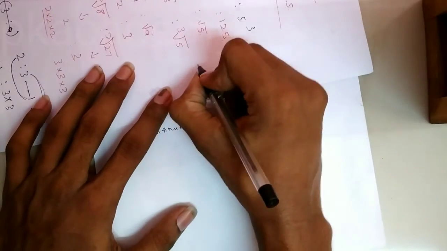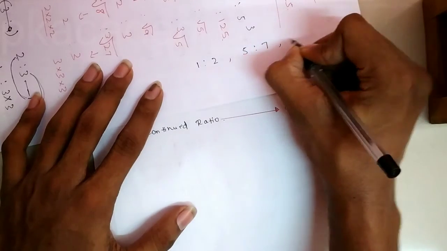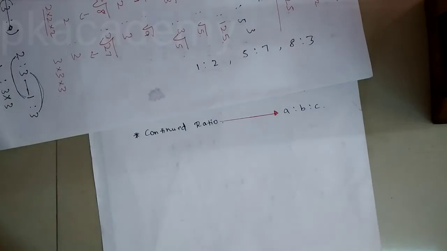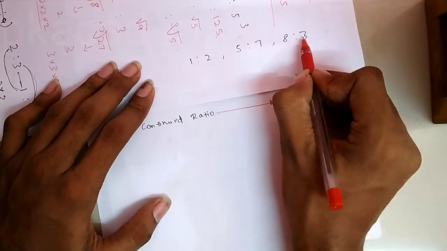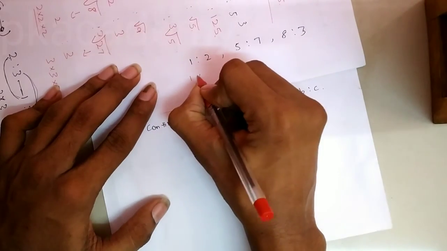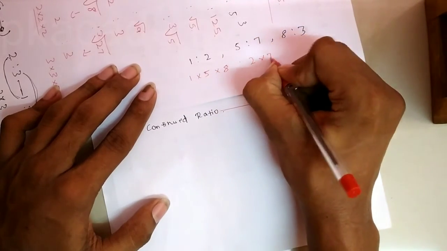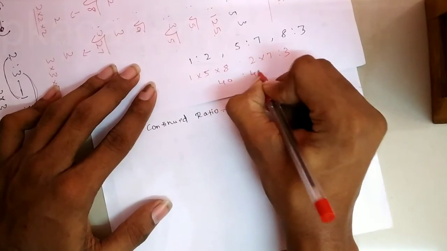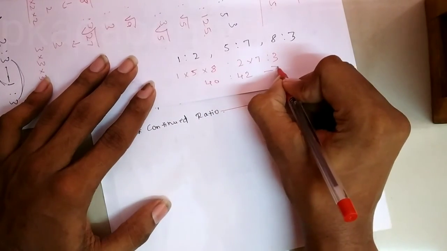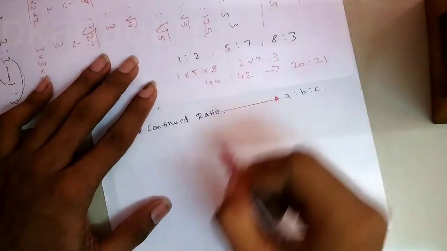If they give us three ratios to compound, the answer is going to be antecedents multiplied by antecedents and consequents multiplied by consequents. So the answer is going to be 1 into 5 into 8 is to 2 into 7 into 3. So the answer is 40 is to 42. If we simplify it, then the answer is going to be 20 is to 21.